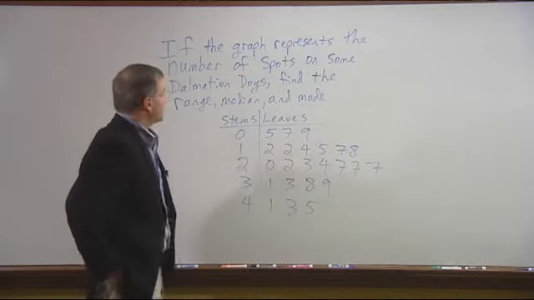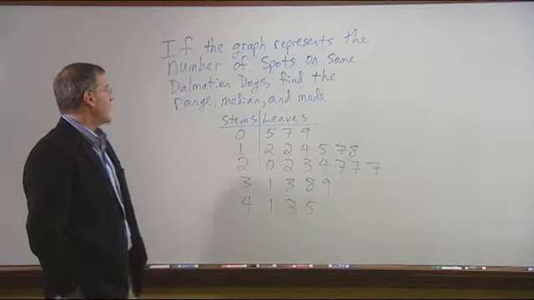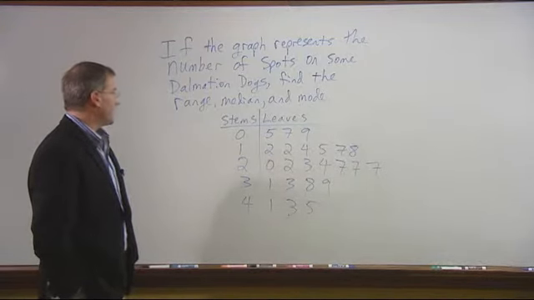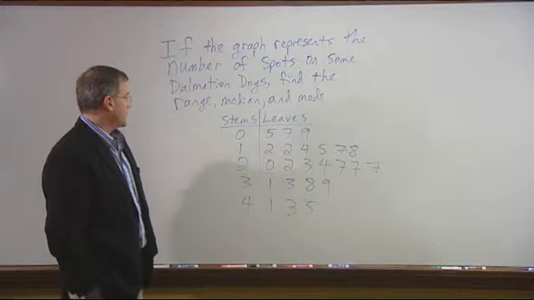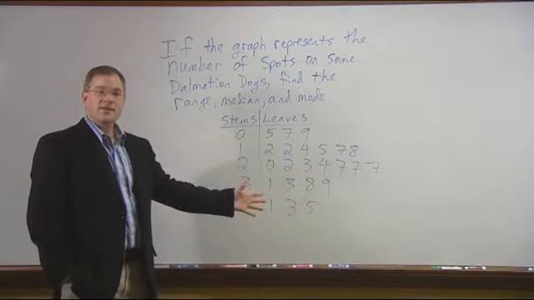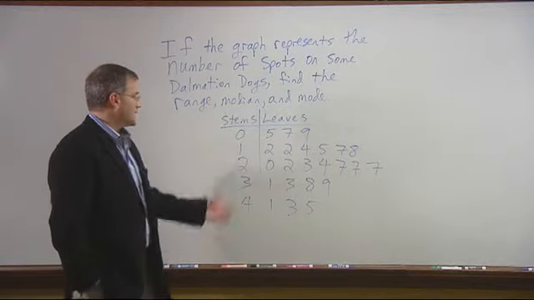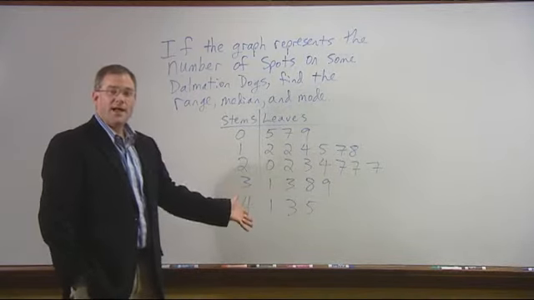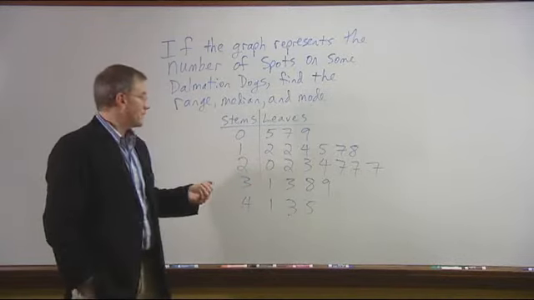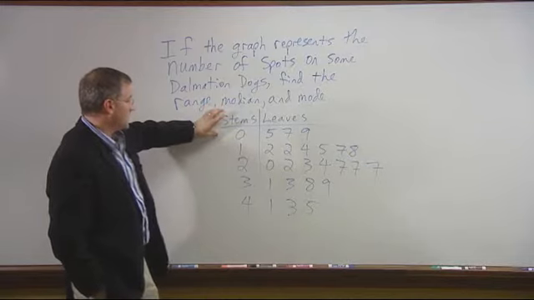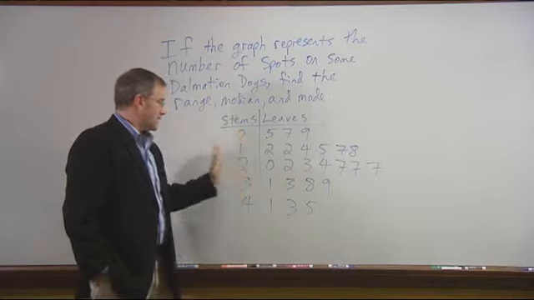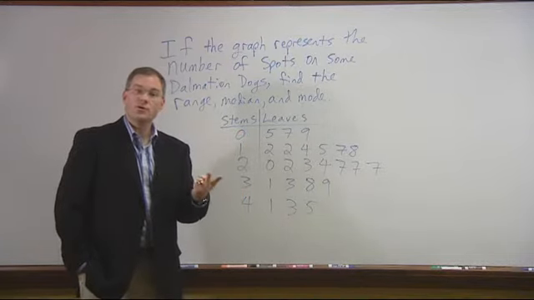So let's do that here. In this problem it says, if the graph represents the number of spots on some Dalmatian dogs, find the range, median, and mode. So here we have a stem and leaf plot that represents our data set. And the nice thing about a stem and leaf plot is that it is a picture, and it's a picture made up of our actual numbers, the actual numbers in our data set. So let's look at this. What they've done is they've taken our data, and all of this data is either a 1-digit number or a 2-digit number.